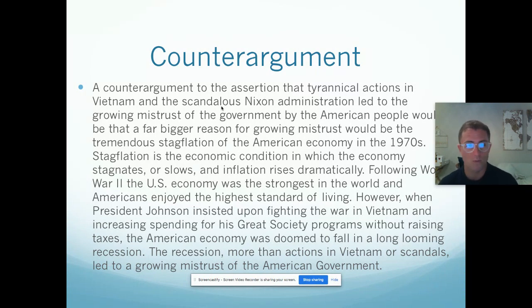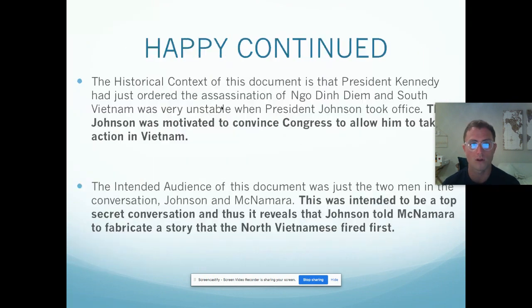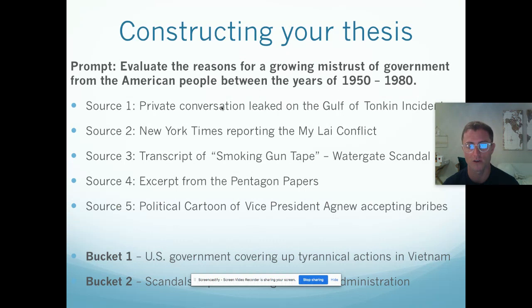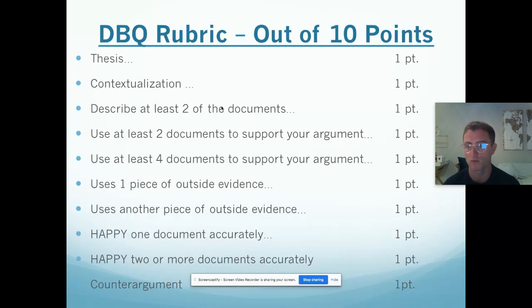Okay, guys, so this is our modified DBQ. One more time, what we're looking at, guys, is the same exact stuff we've always covered. We just have different ratios of what we need to do. First paragraph is exactly the same, contextualization thesis. Your last paragraph is exactly the same, the counter argument. All we got to do now is describe and use all our documents correctly, and then happy well twice, and use 2 pieces of outside evidence.